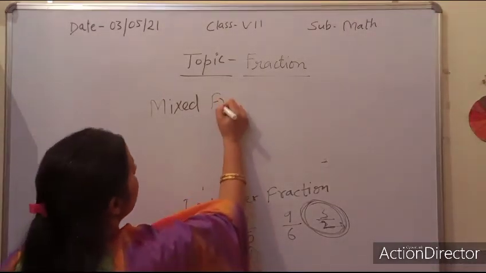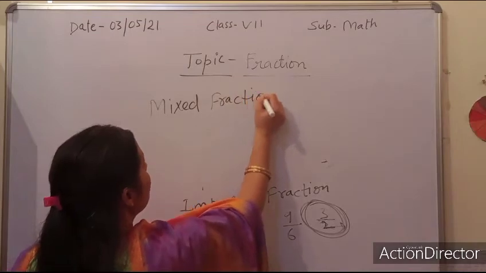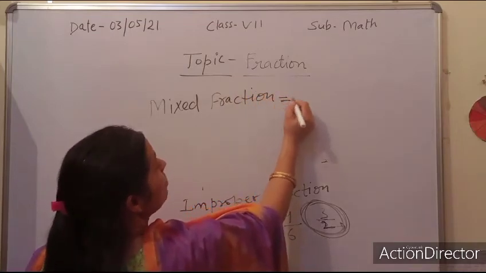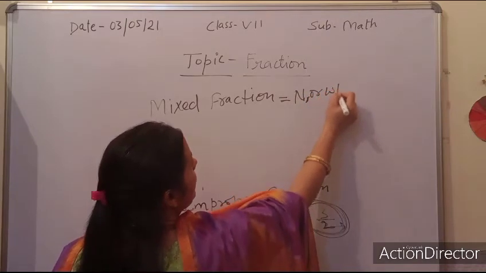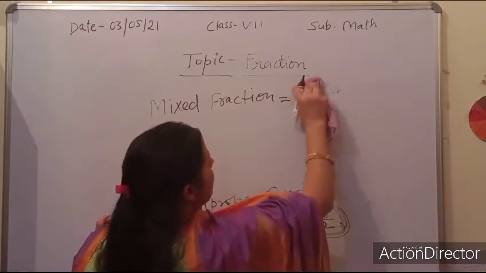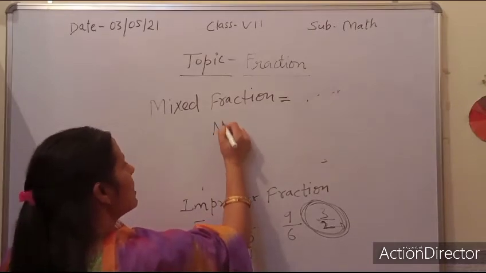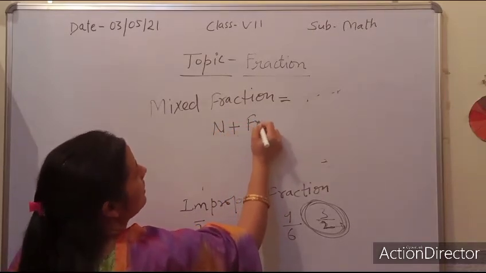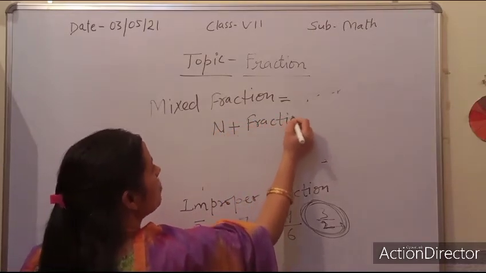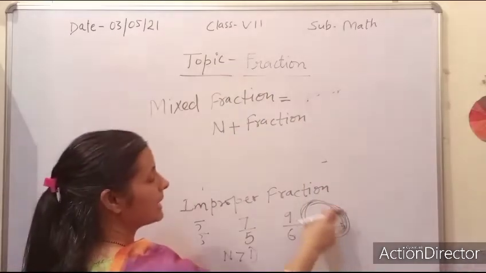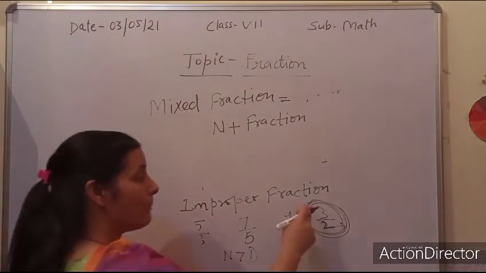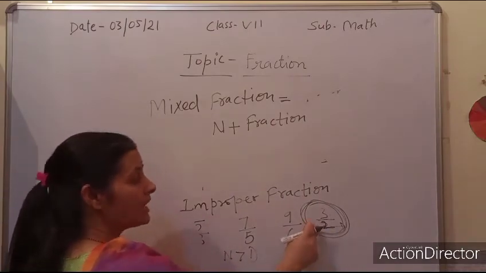So, mixed fraction means a natural number or whole number plus a fraction. Mixed fraction means natural number plus fraction. Now, for example, I am taking the example of 3 by 2. We need to change it into a mixed fraction.